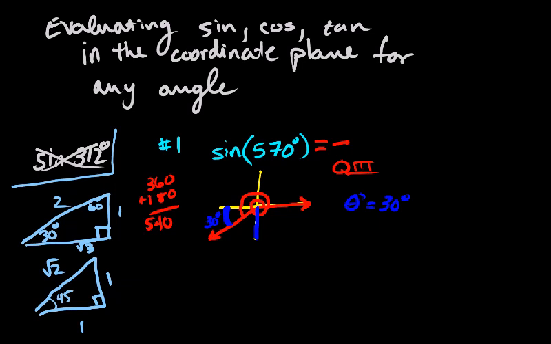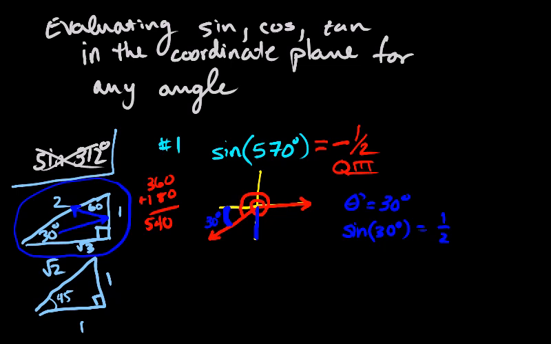The beauty of the reference angle is that if you can figure out the sine of the reference angle, 30 degrees, it will be the same as 570, except the fact that it's going to be negative. So now I'm going to come over here to my 30, 60, 90 triangle, and I'm going to do the sine of 30 degrees. Here's 30. Opposite is 1 over the hypotenuse, which is 2. So the sine of 30 is 1/2. Therefore, the sine of 570 degrees is negative 1/2.